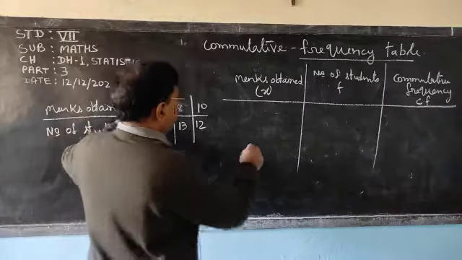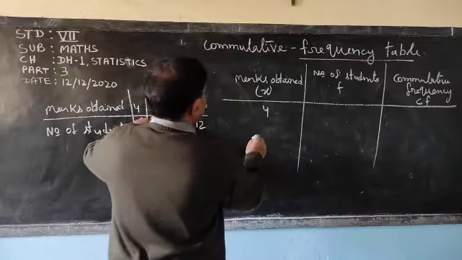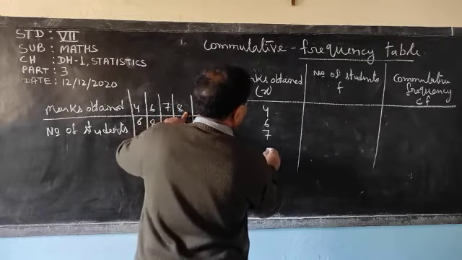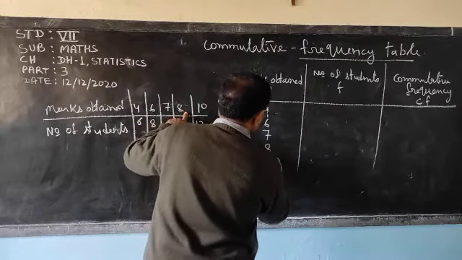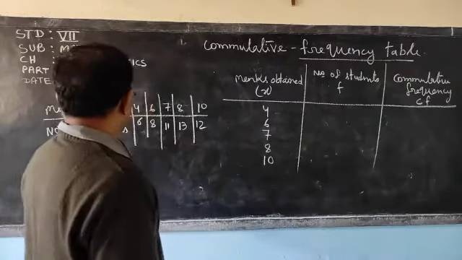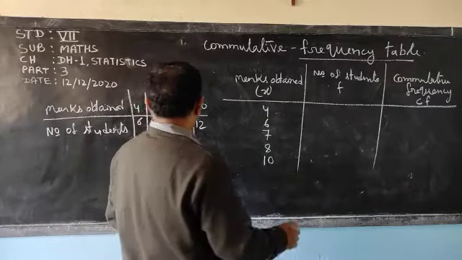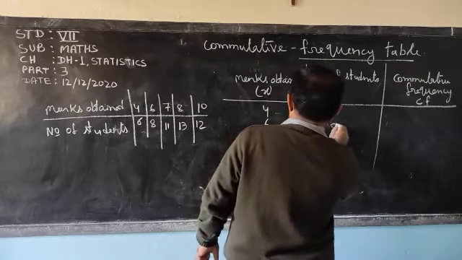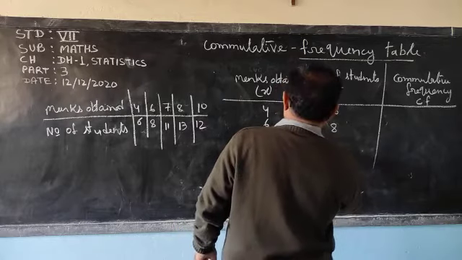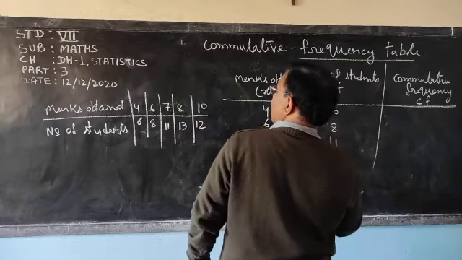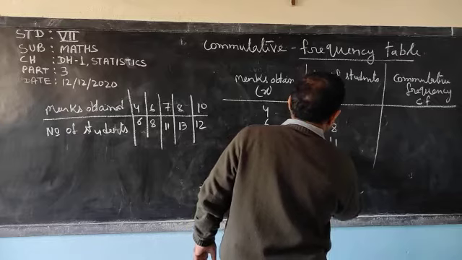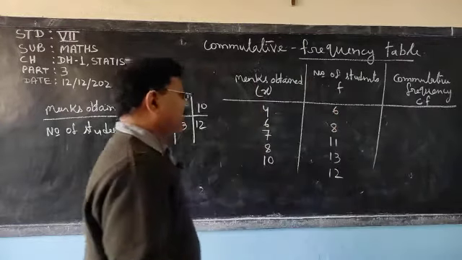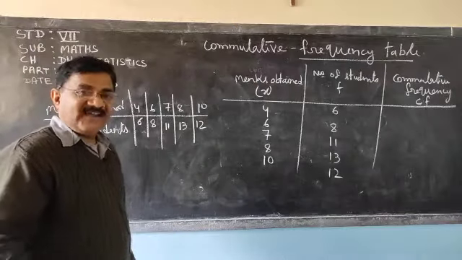Marks obtained 4, 6, 7, 8 and 10. This is the marks obtained. Number of students means frequency: 6, 8, 11, 13 and 12. This understood? Now cumulative frequency.